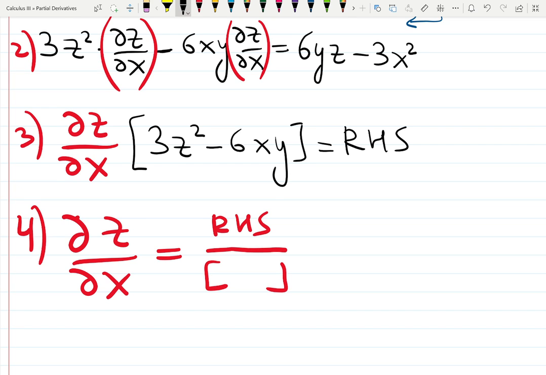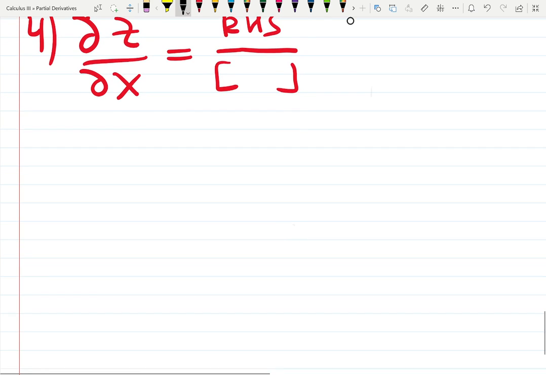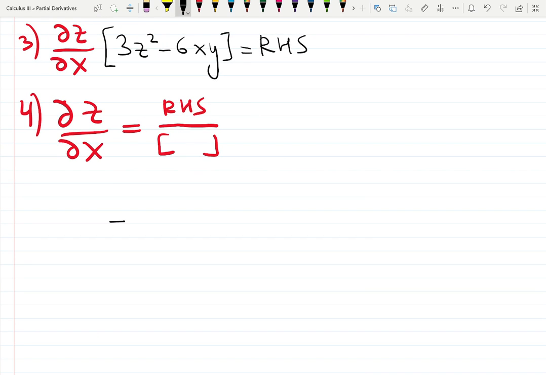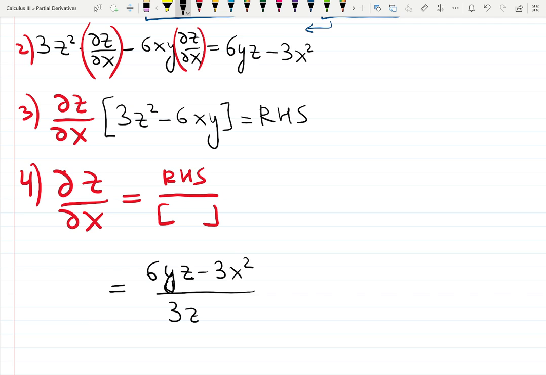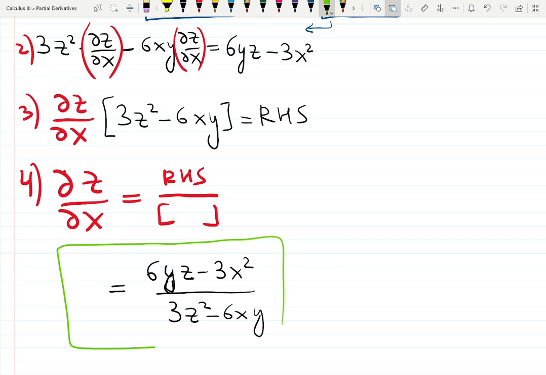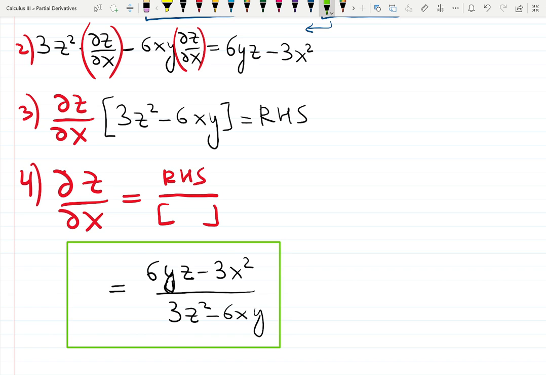We're trying to isolate the derivative because that's what they ask us to find. So the right-hand side is 6yz minus 3x squared, all over 3z squared minus 6xy. Put it in the box. That is your derivative of z with respect to x.